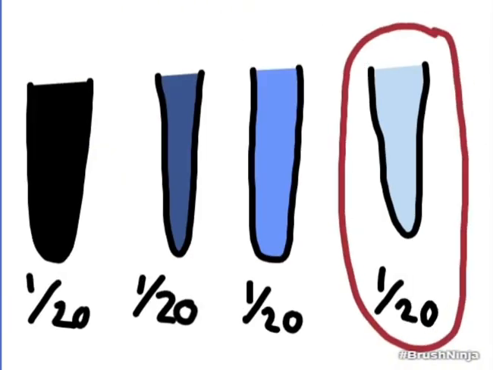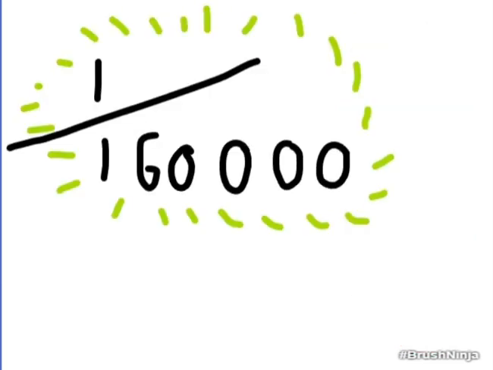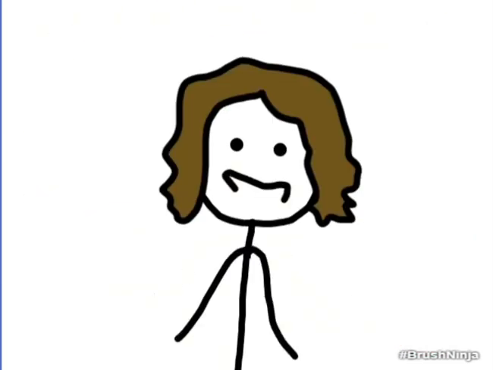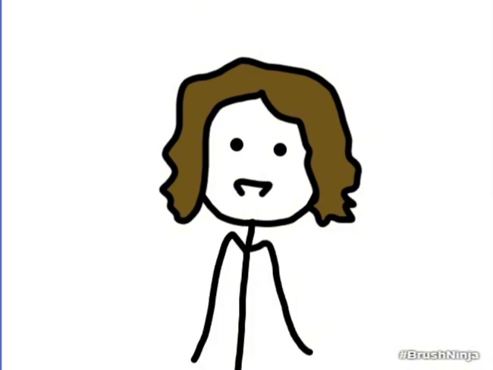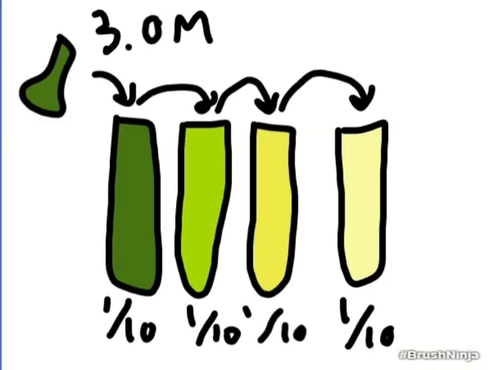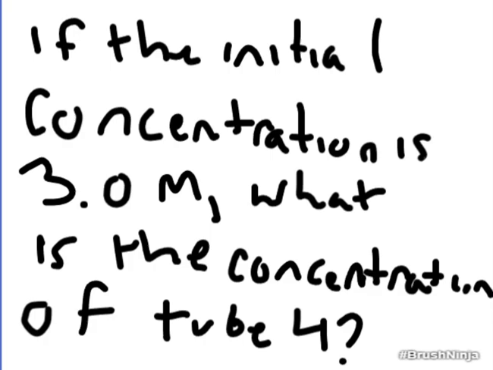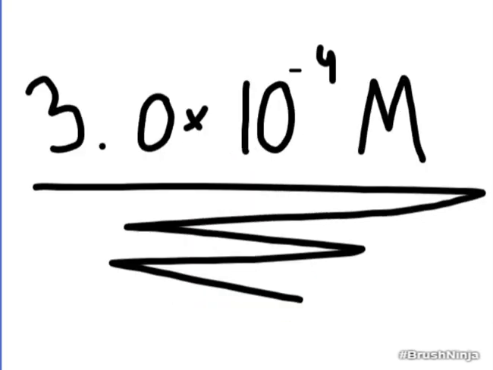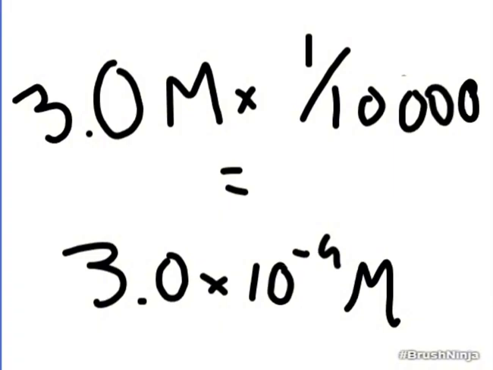Pause now. 1/160,000. Great job. Let's try one a little harder now. If the molarity of the stock solution was 3, then the concentration of tube 4 must be 3 times 10 to the negative 4, which we get by multiplying the concentration by the final dilution.